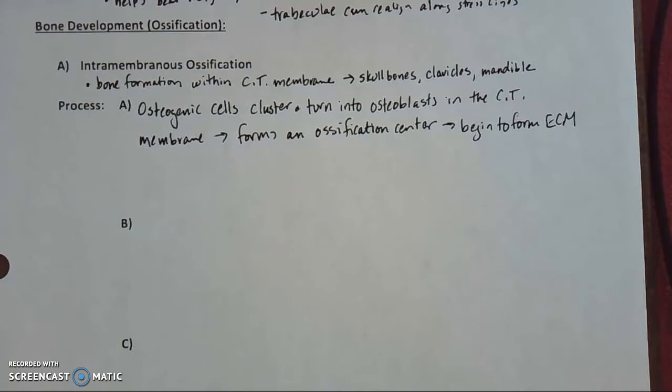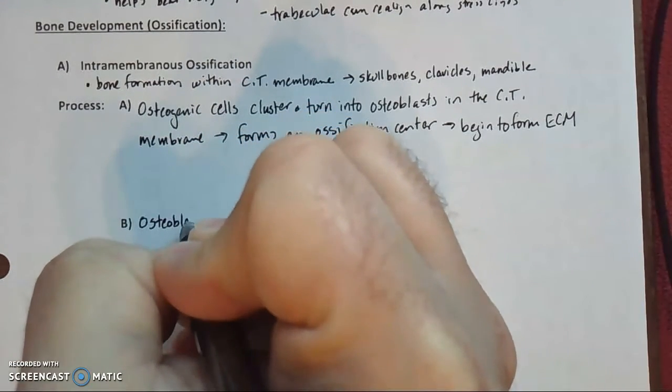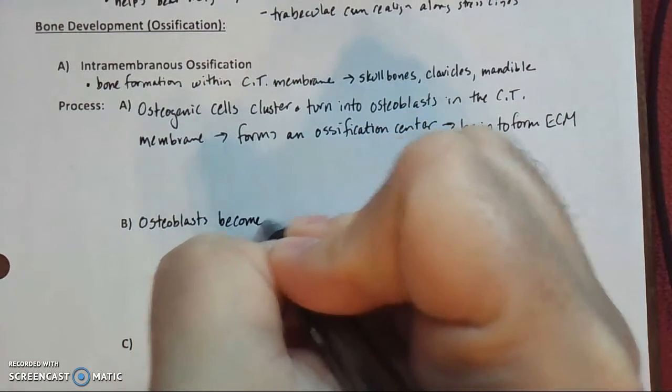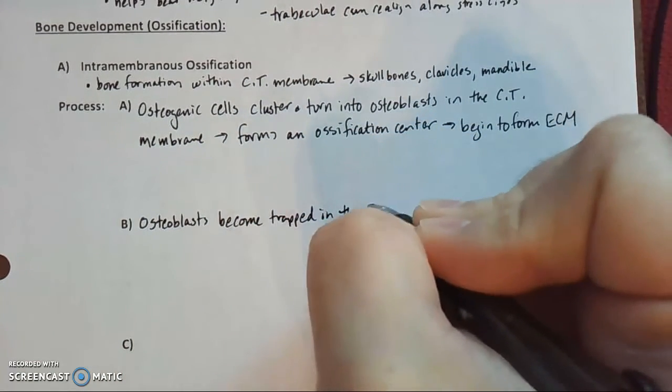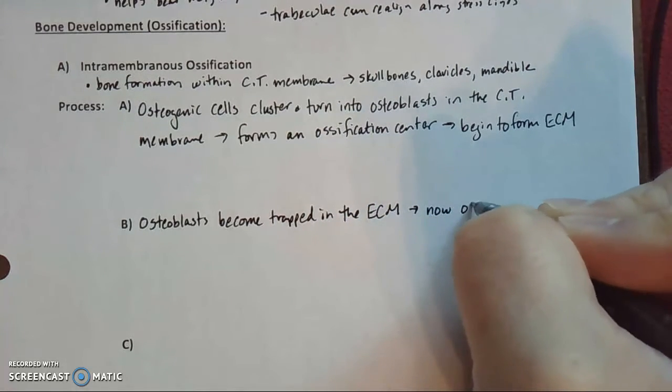So something triggers these osteogenic cells to move. They are turned into osteoblasts in a membrane, and it forms a little area that begins to form bone ECM. Now we know that the osteoblasts, as they're making this ECM, become trapped in the ECM, and now they're osteocytes.